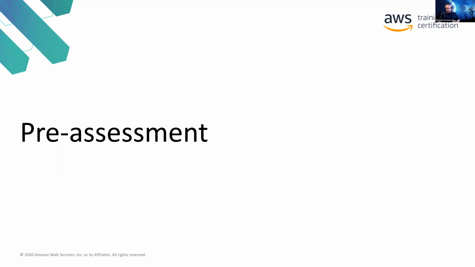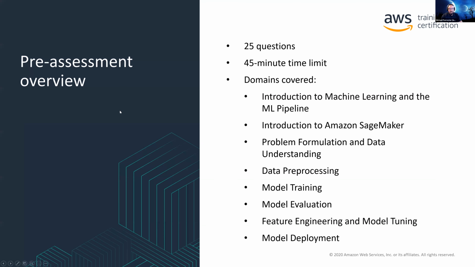All right. So let's talk about this pre-assessment. First of all, where is this pre-assessment? Oh, yeah, there we go. So 25 questions, 45-minute time limit. It's going to cover everything that we just talked about: general things about ML, SageMaker, formulating the business problem, data pre-processing, training a model, evaluating a model, tuning a model, including feature engineering, and then deploying a model. So it's pretty much going to go through the different sections that we're going to cover.